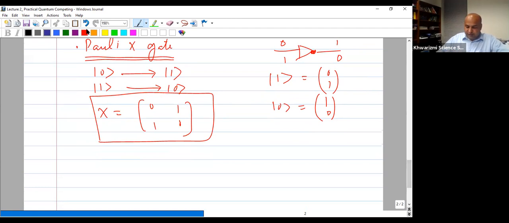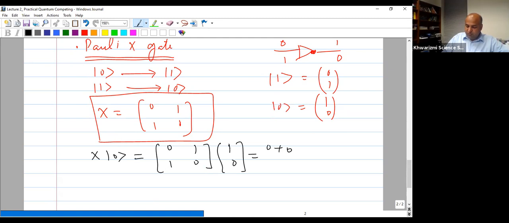To check it, let's see what we get if I multiply this X with 0, that is, the matrix (0, 1; 1, 0) with (1, 0). So the top row gives 0 into 1, plus 1 into 0. The bottom row multiplies with this again, so 1 into 1, plus 0 into 0. So this is (0, 1), and this (0, 1) is nothing but ket 1.